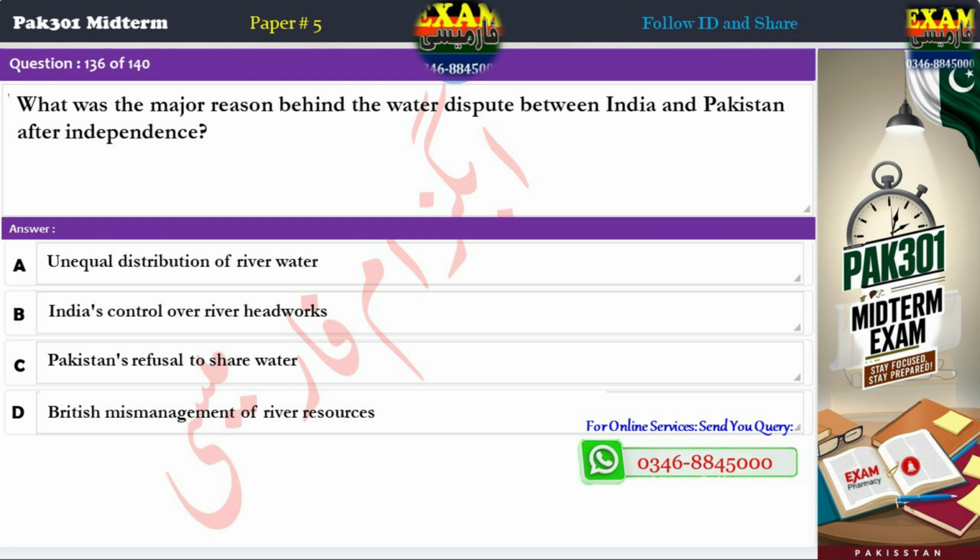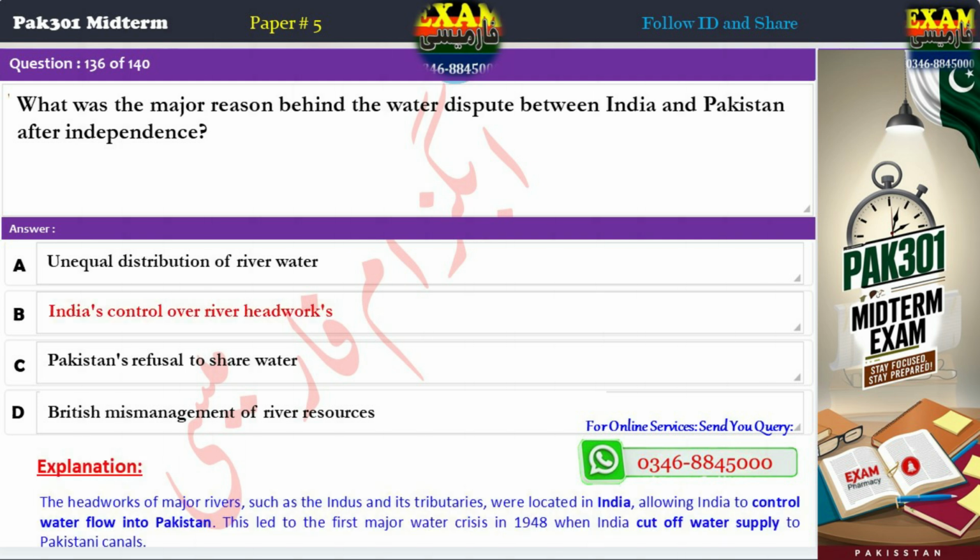A. Unequal distribution of river water. B. India's control over river headworks. C. Pakistan's refusal to share water. D. British mismanagement of river resources. Correct answer: B. India's control over river headworks.